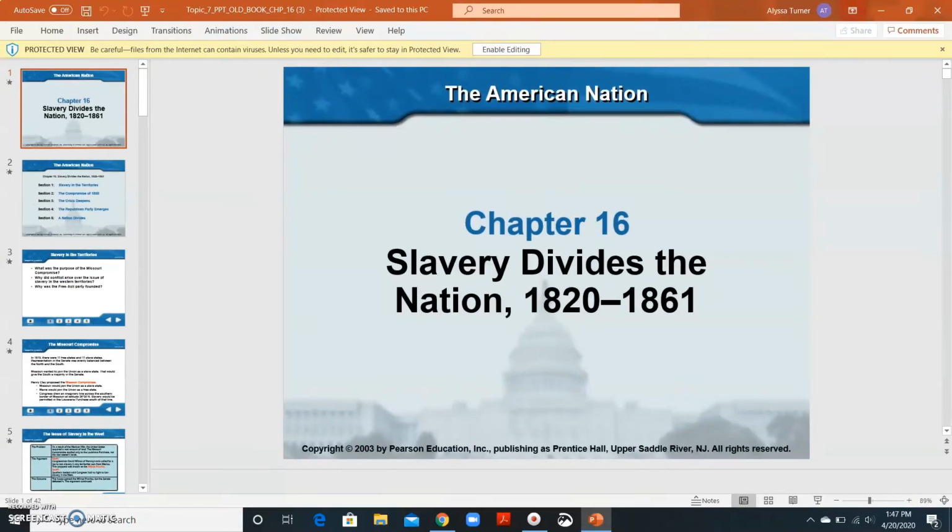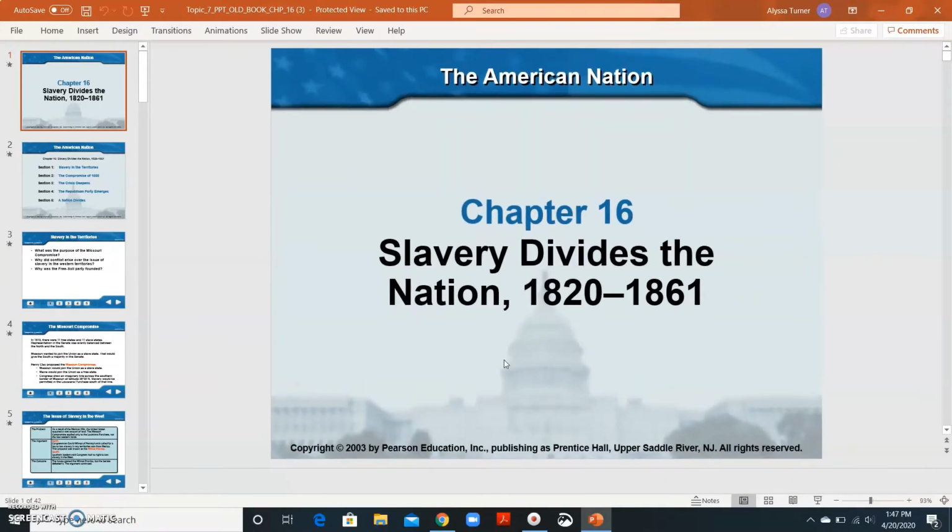Alright, so here we go. I'm going to go through the slides. This again is all about how slavery is dividing the nation. This is the old textbook PowerPoint, but it does a better job going into details compared to the Prezi. So we wanted to use this instead. So I'm going to get the slides up and ready. So here we go.